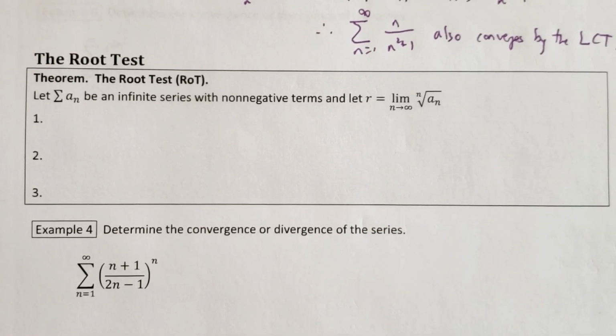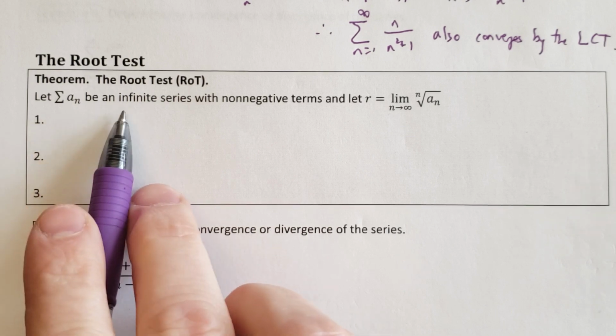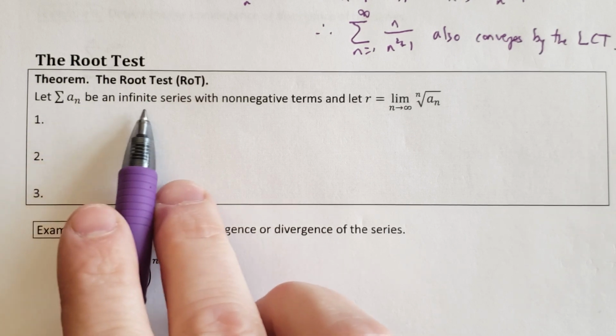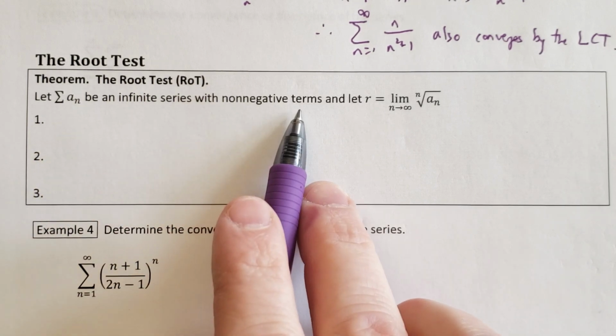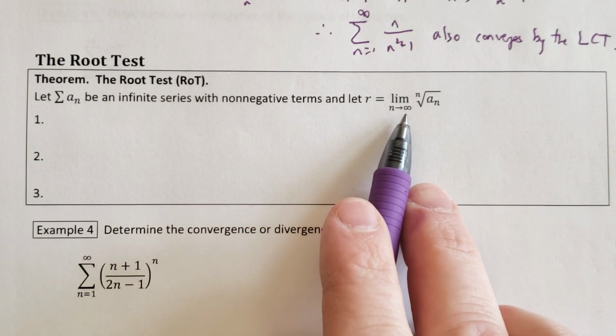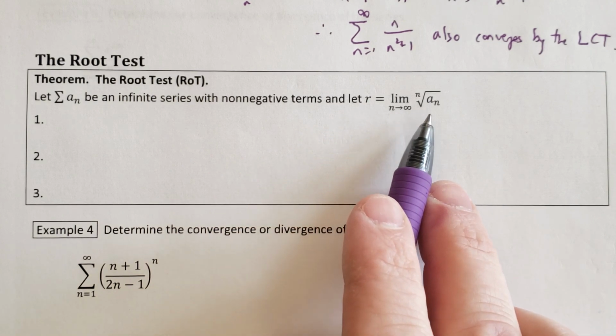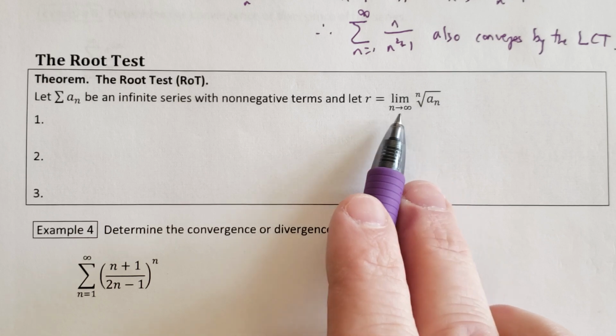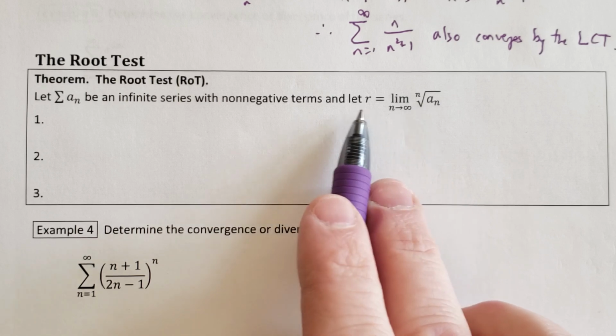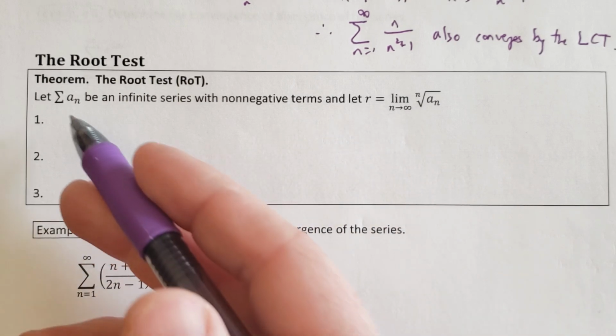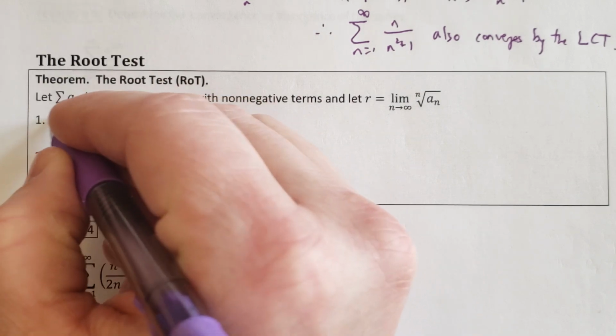All right, in this video, we're going to talk about the root test, very similar to the ratio test. You'll notice there's a condition here. We have an infinite series with non-negative terms, and r is equal to the limit of the nth root of a sub n. All right, so that's the nth root of a sub n. Now, there's a limit again, though, and the three results are going to be the same thing.